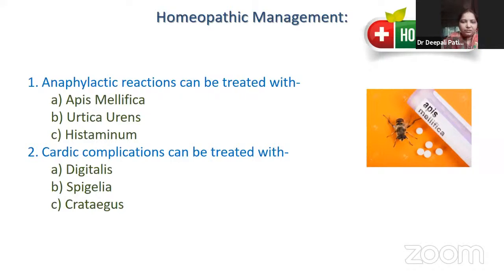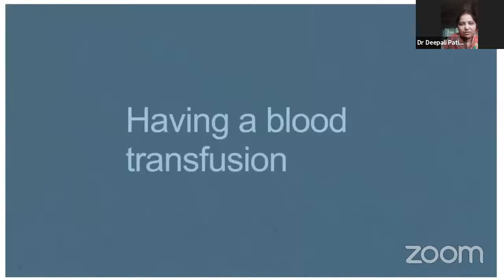First, there is a spelling mistake. It is not anaphylactic, it is allergic reaction, which can be treated with Apis mellifica, Urtica urens, and histamine. And the cardiac complications or circulatory overload failures can be managed with digitalis, spigelia, and crataegus. So, with this homeopathic management, we have come to the last session of today's class.